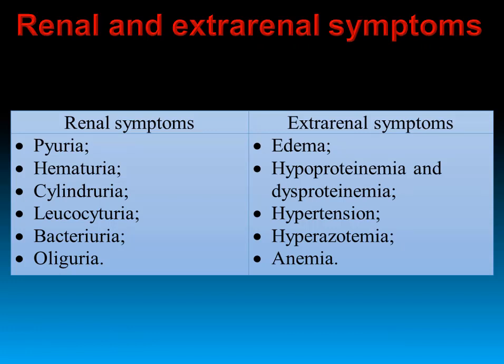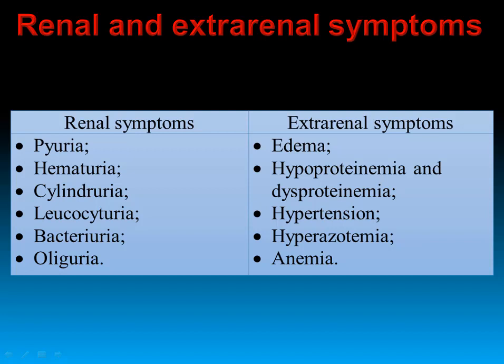All symptoms which can be found in any diseases of the kidney can be divided into groups. These groups are renal symptoms and extrarenal symptoms. What are they? For renal symptoms, the main symptoms are pyuria, hematuria, cylindruria, leukocyturia, bacteriuria, and oliguria. For extrarenal, edema, hypoproteinemia and dysproteinemia, hypertension, hyperazotemia, and anemia.